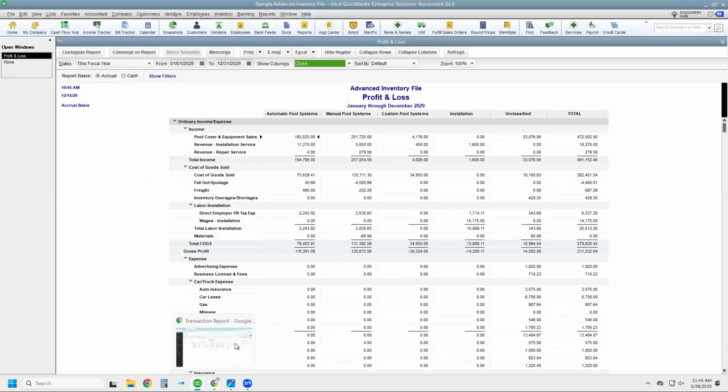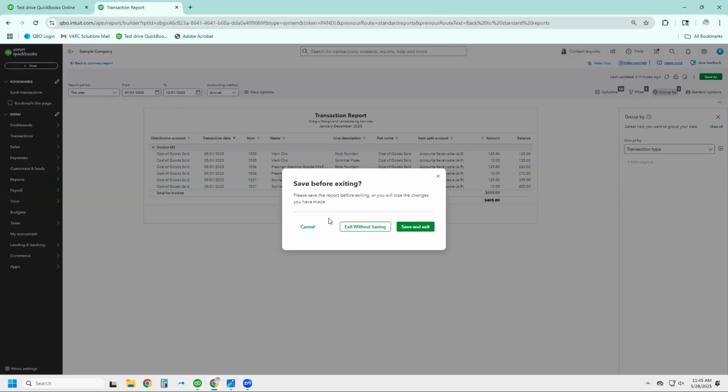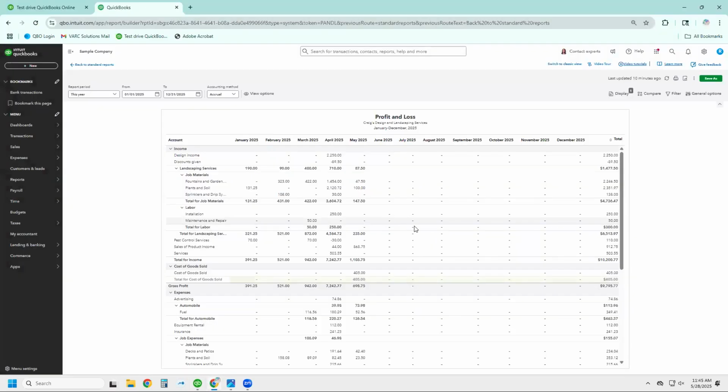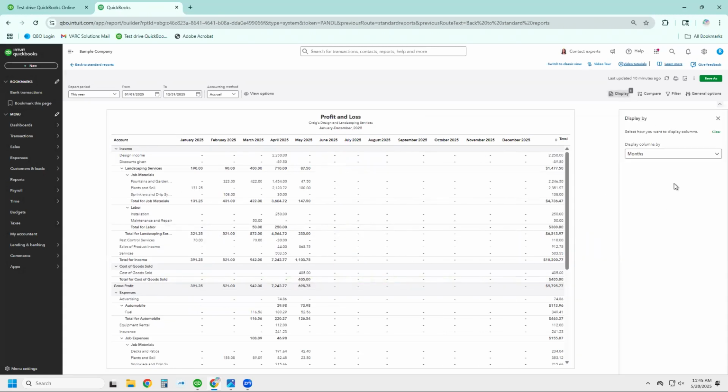In QBO, you would also be able to do that, but this particular sample file doesn't have that turned on, but it would again be under this display, and you could come down and pull either class, location, whatever you're looking for.